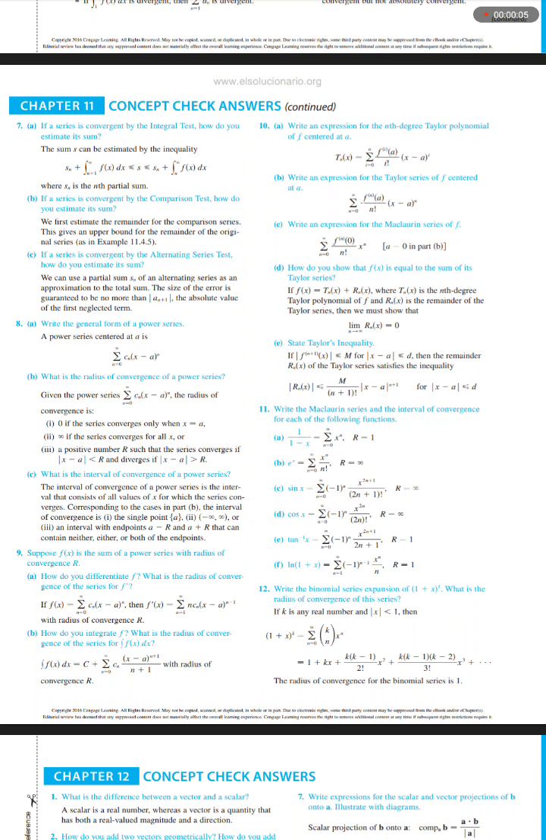If a series is convergent by the integral test, how do you estimate its sum? The sum S can be estimated by the inequality S sub n plus the integral from n plus 1 to infinity of f of x dx is less than or equal to S, which is less than or equal to S sub n plus the integral from n to infinity of f of x dx, where S sub n is the nth partial sum.